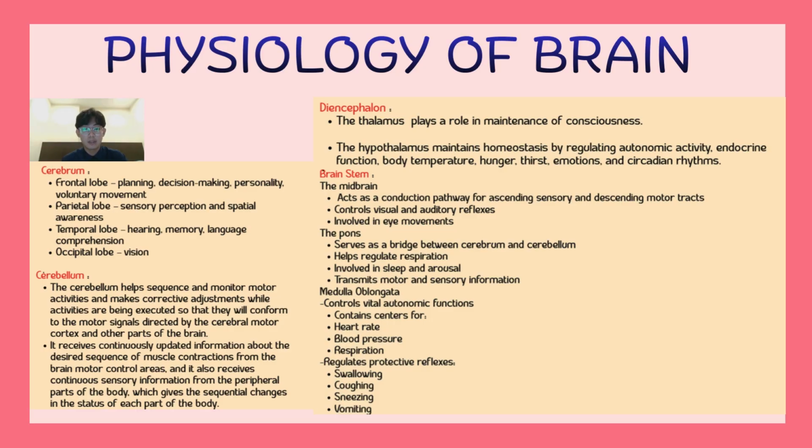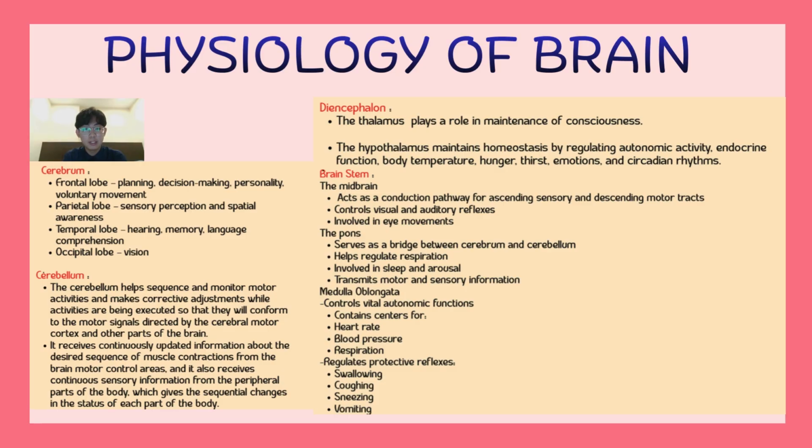The auditory association area, which is located inferior and posterior to the primary auditory area in the temporal cortex, allows us to recognize particular sounds such as speech, music, and noise. The cerebellum helps sequence and monitor motor activity and make corrective adjustments while activities are being executed, so that they will conform to the motor signals directed by the cerebromotor cortex and other parts of the brain. It receives continuously updated information about the desired sequence of muscle contraction from the brain motor control areas, and it also receives continuous sensory information from the peripheral parts of the body, which gives the sequential change in the status of each part of the body.